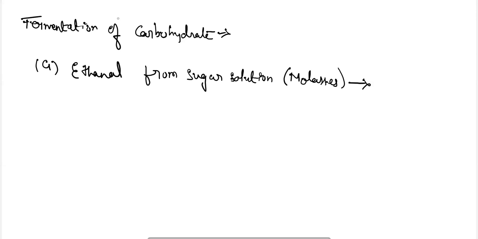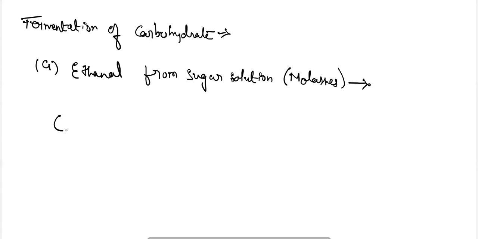Okay, so molasses, which is not the crystalline form of sugar, is diluted to 10%. It is very thick. So the molasses is first diluted to 10%, and then yeast is added to that solution, and it is left for 2-3 days. The yeast, using invertase and zymase, will produce the alcohol, converting the sugar into alcohol.